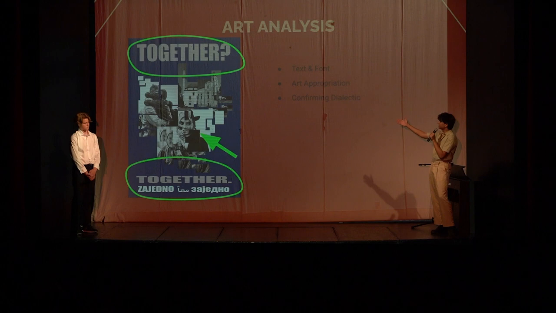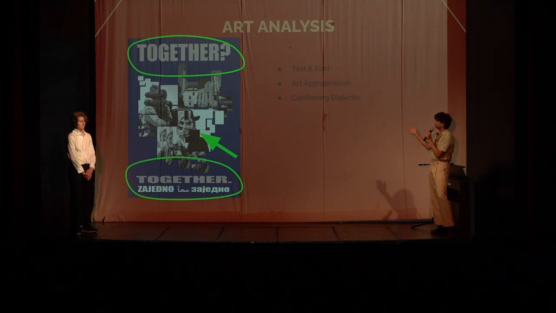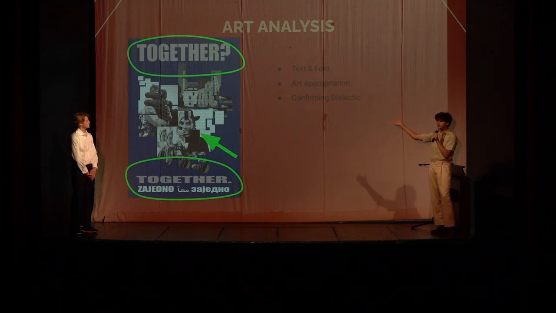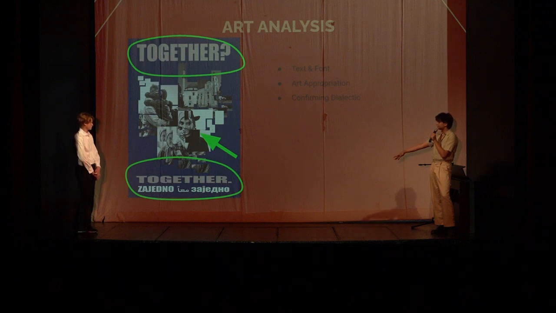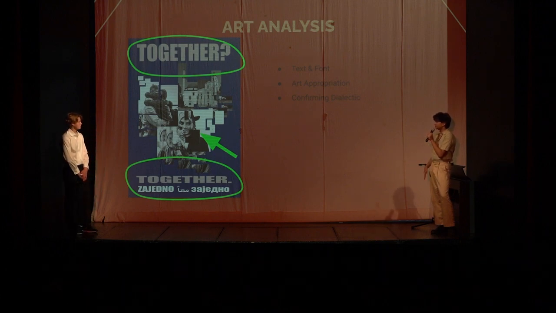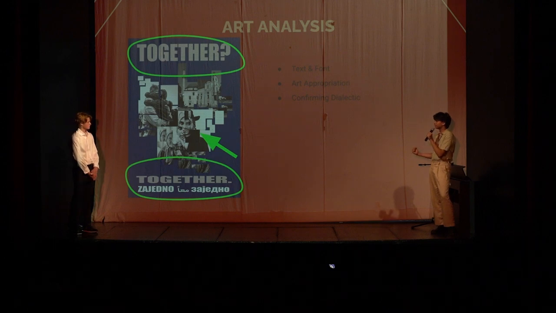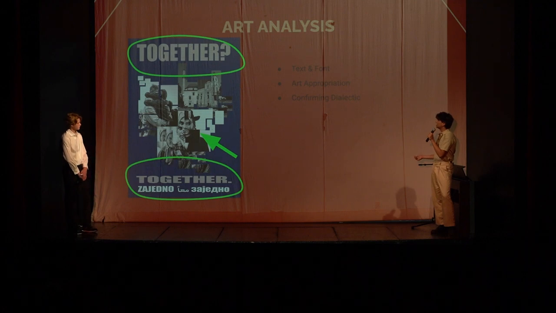So as you can see, there are several elements of art involved here. I'm going to emphasize three. The first one is text and font. As you can see, I've used several different colors, different shades of grays and whites, to balance out the overall composition. And at the end, you can see the different languages that say together. It's in Croatian, Serbian, Bosnian, and Arabic. And I've used that because I wanted to emphasize that part of my text, so that's why I used a brighter color.